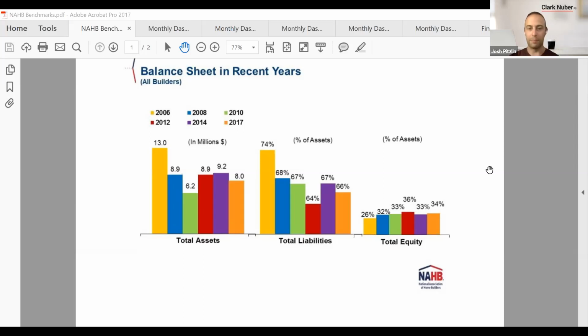So be that as it may, the National Association of Home Builders is giving this information for what's a typical balance sheet like for the average home builder in America. And again, this is in America and an average. So if you're higher or lower, it doesn't mean you're doing it wrong. It just means this is the typical picture that they're seeing for you to benchmark yourself against.